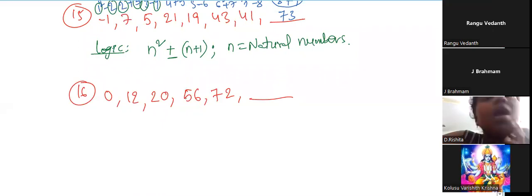Sir, 2 to the power of 3. For 12. And why are you saying 2 to the power 3? I'm mentioning squares. You are saying cubes. Try with the squares only. So 2 to the power of 2 is equal to 4. Then, sir, 2 to the n plus 8. Okay. And is it suitable for every number? No, sir. No, it's not.